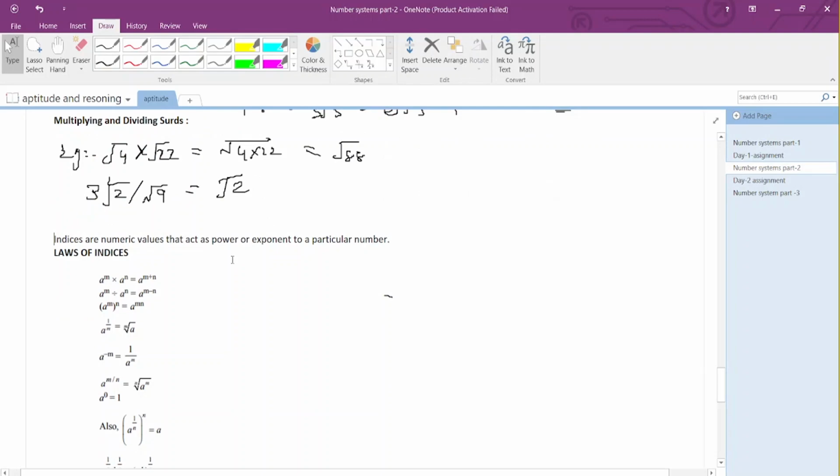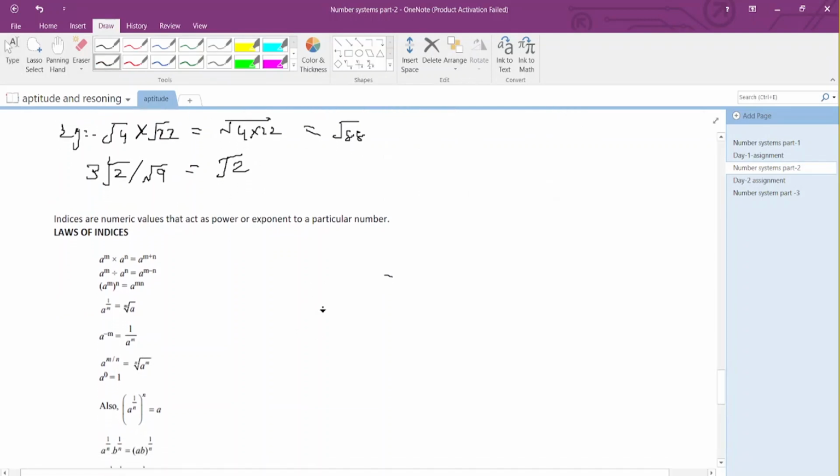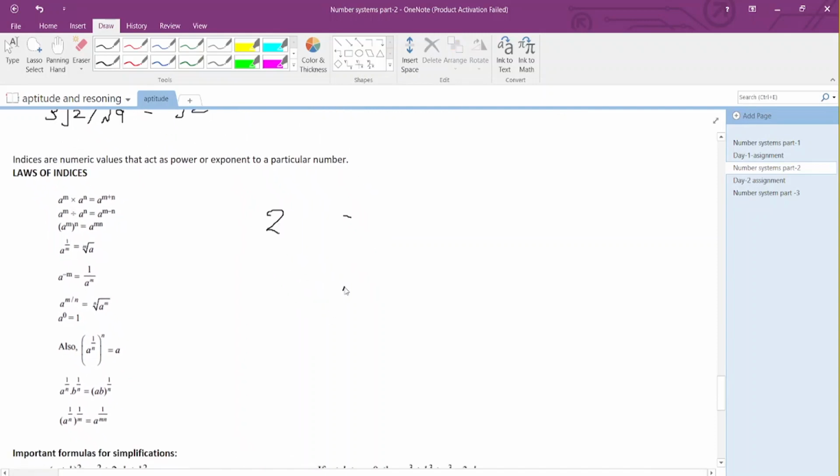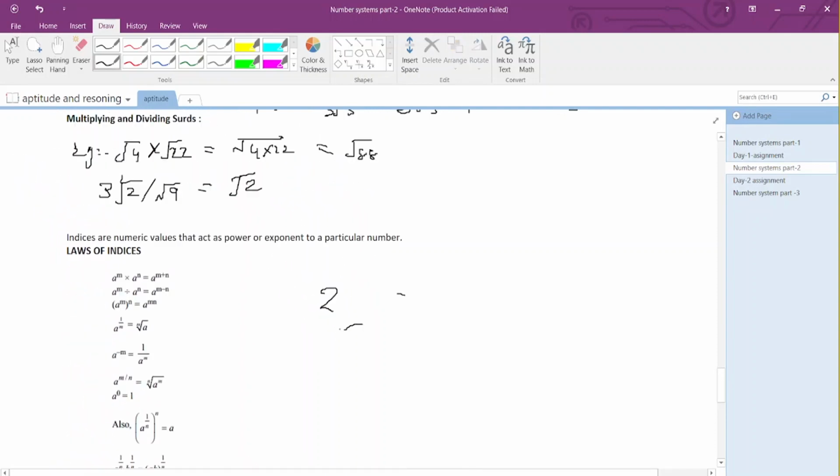Indices. So indices are numeric values that act as a power or exponent to a particular number. Let's take an example like 2 power of, let's take any number like, 81, plus 5 power of 81. It is in the form of a power n plus b power n, but we don't have any such formulas, right? So let's take another number like 2 power of 81 plus 2 power of 91. Now it is in the form of a power m plus a power n, but we don't have any formula regarding this, right?